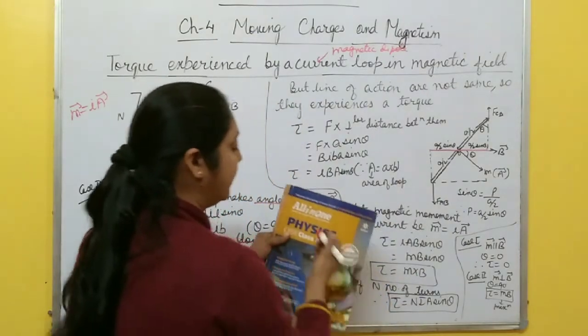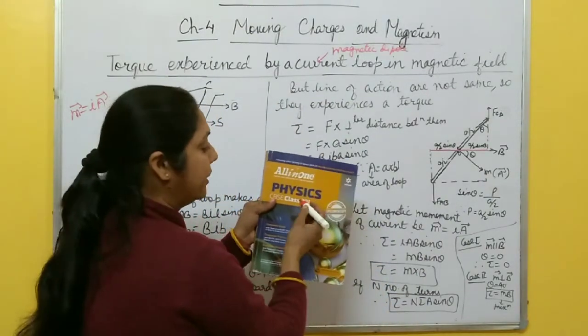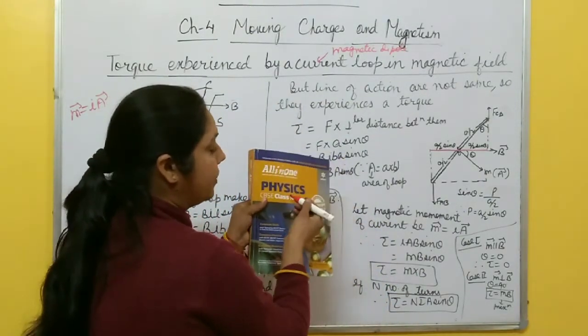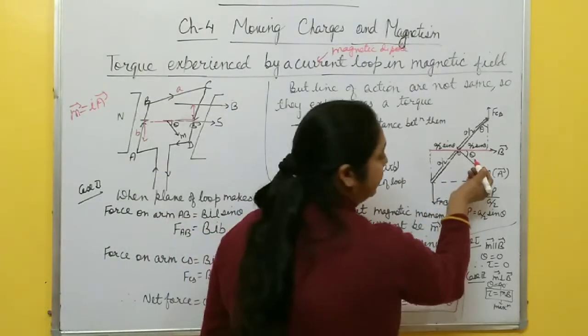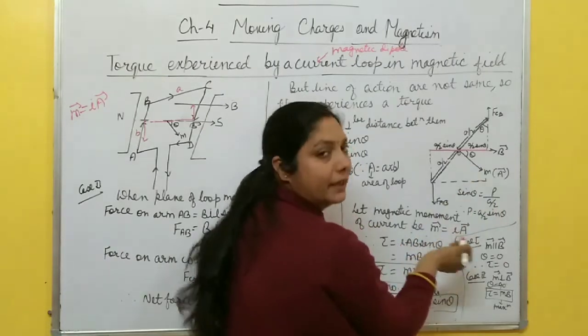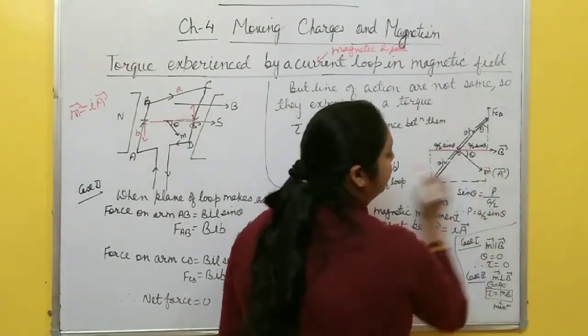Area vector is perpendicular to this plane, right now. So when this rotates, the area vector also rotates. So this is the area vector and this one is the magnetic field. The angle between them is theta, or you can say the area vector is the magnetic dipole moment. Both are in the same direction.